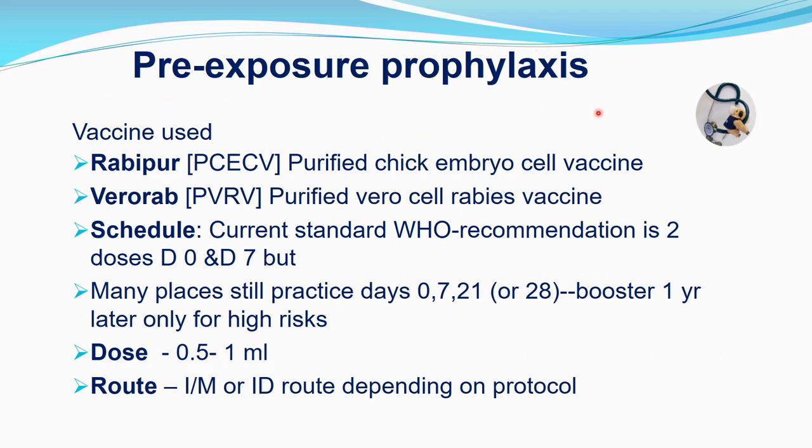Pre-exposure prophylaxis: the vaccines commonly used for this are Rabipur or Verorab. Rabipur is purified chick embryo cell vaccine, and Verorab is purified Vero rabies vaccine, which is most commonly used. The schedule for pre-exposure prophylaxis, the current standard WHO recommendation, is 2 doses, day 0 and day 7. But many places still practice the old schedule, that is day 0, 7, 21, 3 doses, and a booster 1 year later only for high risk. Dose is 0.5 to 1 ml depending upon the brand you are using. Route is intramuscular or intradermal, again depending upon the protocols.